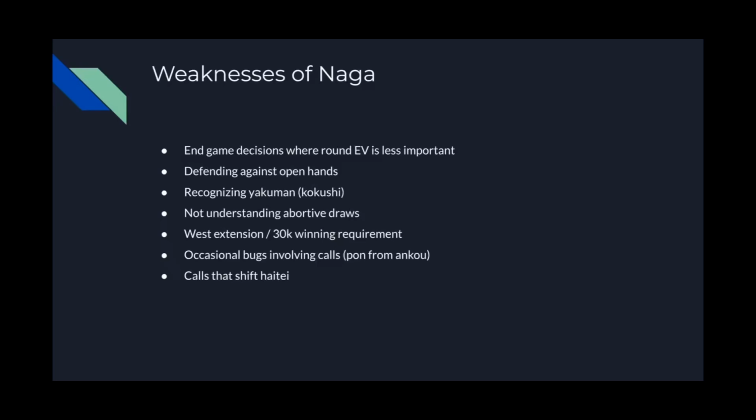And then the last thing I have on here is calls that shift the Haitei. A lot of times it's a good idea if you have a safe discard and it's free to do so to shift the Haitei away from the player who's in Riichi, but Naga doesn't quite understand that as much as it probably should.